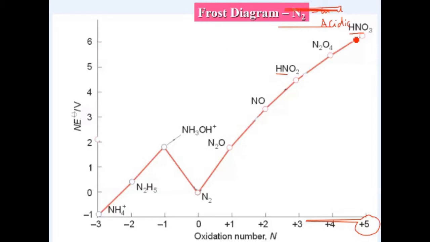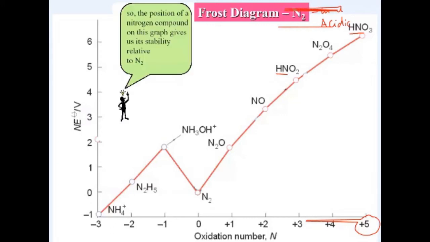So this graph, what is the use of this Frost diagram? One of the important things from the Frost diagram is you have to locate the nitrogen species, you see. The nitrogen compounds on this graph give us stability, for every species or compound of nitrogen, relative to our nitrogen molecule, the N2 molecule. So what is the stability with respect to the N2 molecule? You know, N2 is a very, very important species because nitrogen is present in the atmosphere in a huge amount.